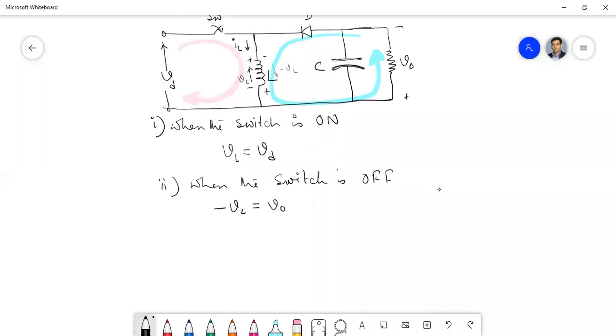If that is the case, then again we'll do the same thing. What is the thing? That is the energy balance. What is the energy balance equation here? Follow. Here it will be Vd in the on period, it will be Vd into I average into T on equals to minus V0 average into T off.